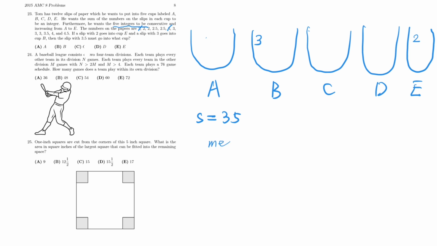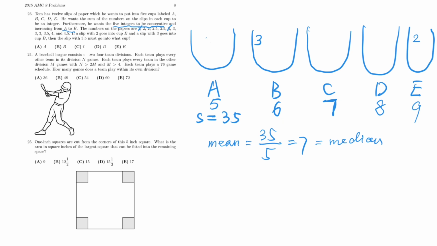So 5 consecutive numbers with sum 35. The mean is 35 divided by 5, that's 7. For an arithmetic sequence, or in another way, for consecutive numbers, the mean equals the median. So with 5 numbers, the median is C. So 7 is C. Now we get D is 8, E is 9, and B is 6. So A is 5.